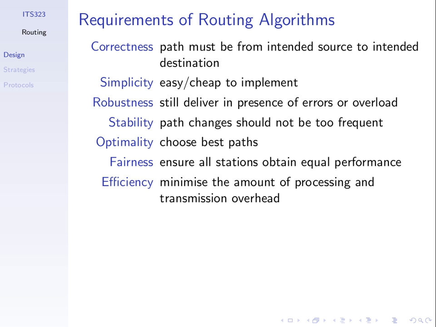We need simplicity in our algorithm. That is, calculating the least cost paths may take time. Finding information about those least cost paths may take time. So we'd like to have an algorithm which is as simple as possible. Listing some of the general requirements for a routing algorithm, we would like a routing algorithm that is robust.